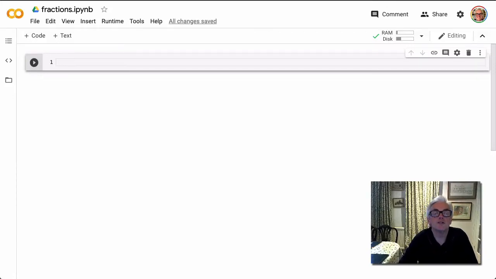Okay, so what we're going to do here is create a new class, a new data type if you want, for Python to work with, a class of fractions. I'm using Google Colab for this, but any Python interpreter will do. There's nothing special about Colab for these purposes.